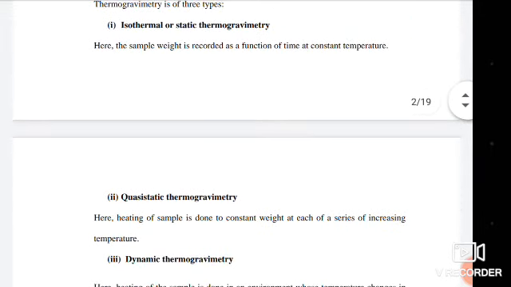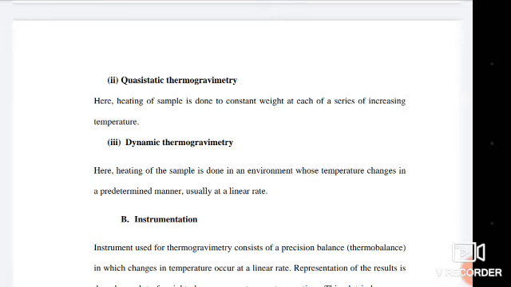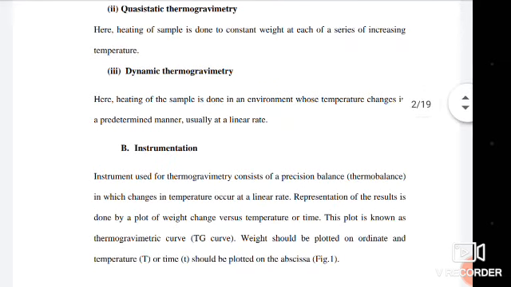Thermogravimetry is of 3 types. That is isothermal or static thermogravimetry, where we keep the temperature constant and heat the sample. The second one is quasi-static thermogravimetry, where we keep the sample weight constant and increase the temperature. And in dynamic thermogravimetry we heat the sample with a linear change in the temperature.